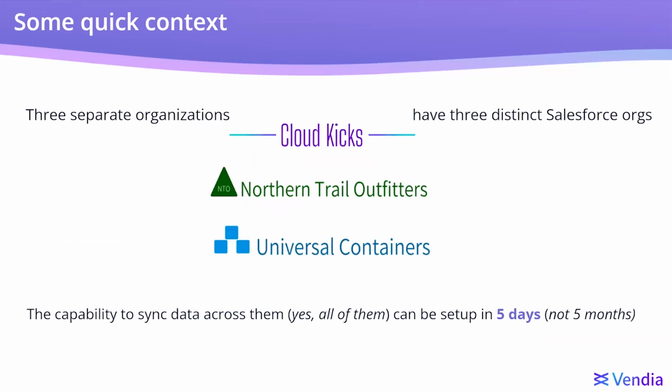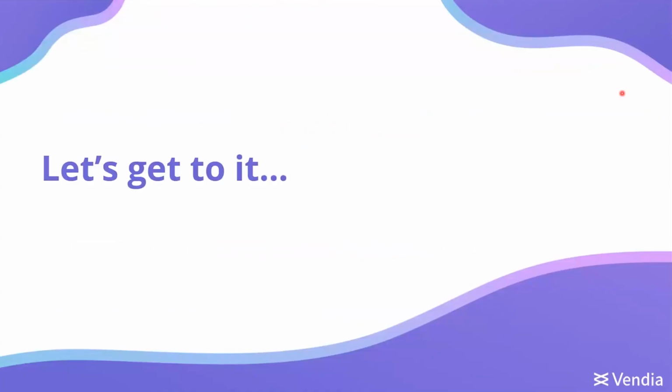So, some quick context. We'll have 3 separate organizations, CloudKix, Northern Trail, and Universal Containers, all with 3 distinct Salesforce orgs. Imagine each of these sit in the walls of their respective companies, each with distinct Salesforce development teams, distinct sales processes, and distinct integrated systems behind them. The capability to sync data across them, yes, all of them, can be set up in 5 days, not 5 months. So let's get to it.